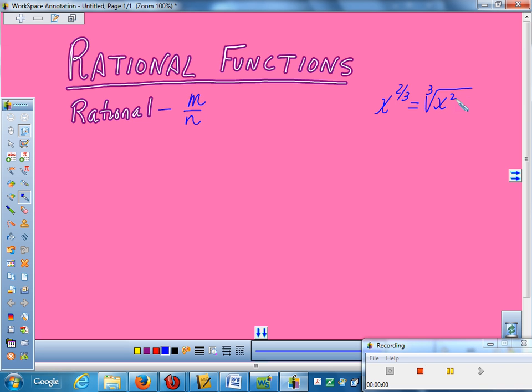So if we're doing rational functions this time, what on earth is a rational function going to be? Well, guess. A fraction, but it's a whole function. So it's a fraction with variables in it. So rational functions are fractions containing variables.